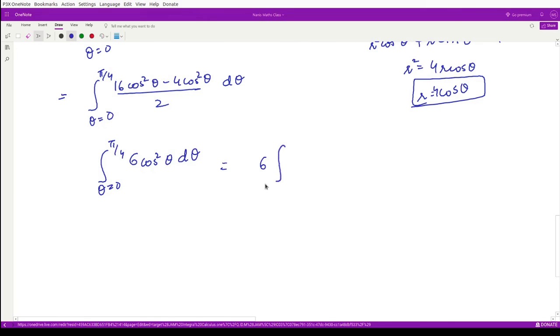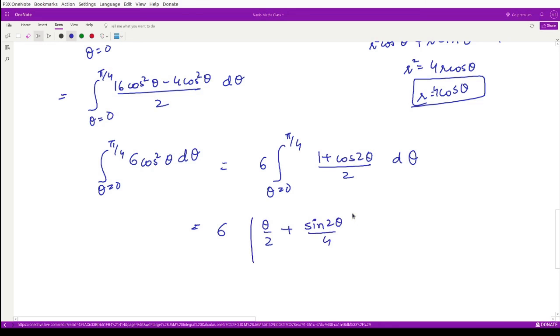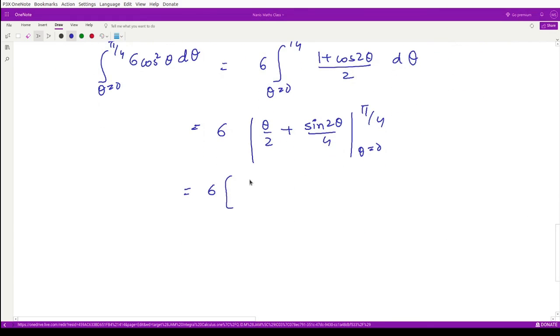So 6 could be taken out. So this integration is simply that of cos square theta, and you can write cos square theta as 1 plus cos 2 theta by 2 d theta. So when you perform this integration, it would be theta by 2, and here you have sine 2 theta by 4, and the limits of theta vary from 0 to pi by 4.